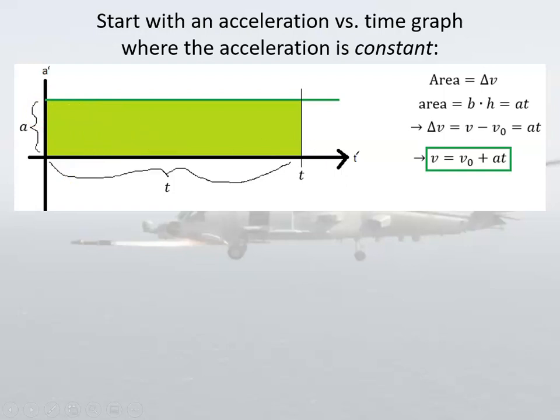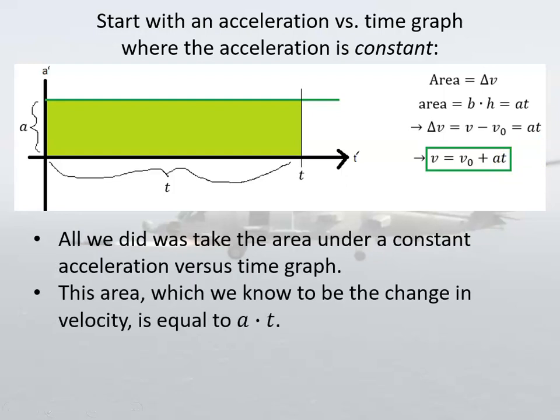So, well, what's the area of this? That's the area of a rectangle. What's the area of a rectangle? It's base times height. The base is t, the height is a, so I'm going to rearrange that and say that the area is a times t. Well, remember the area under an acceleration versus time graph is the change in velocity. So apparently change in velocity is a times t. Well, change in velocity is just called v minus v naught, final minus initial. So v minus v naught is at, so I'll just add v naught to both sides and say v equals v naught plus at. That is one of the equations that we should memorize. So again, all we did is we took the area under a constant acceleration versus time graph.